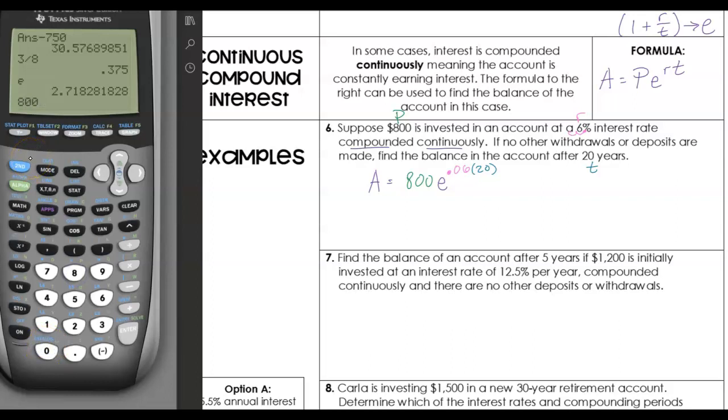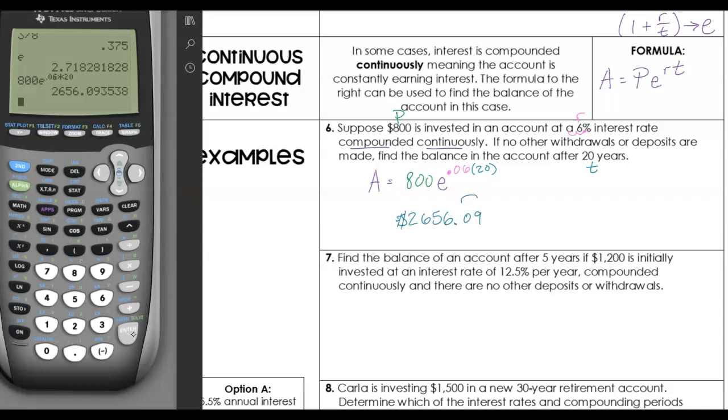You can get e by hitting second ln. Second ln. There we go. 0.06 times 20, and you get 2656.09.